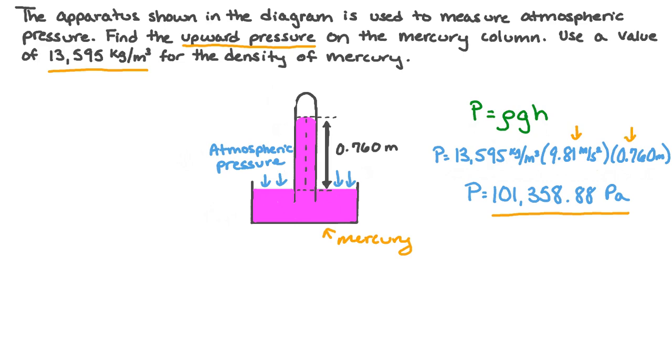Looking at our values, we can see that the acceleration due to gravity and the height of our liquid column are reported to three significant figures. Therefore, we must report our answer to three significant figures, which rounds our pressure to 101,000 pascals.